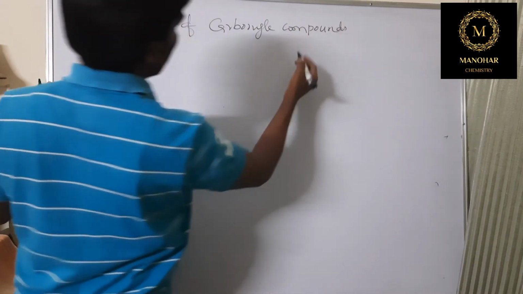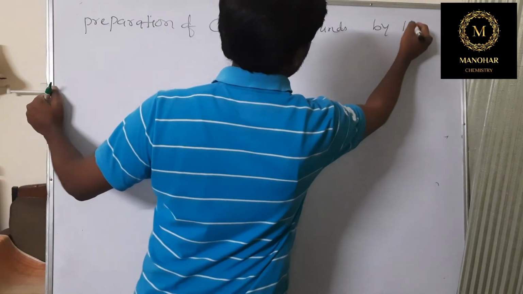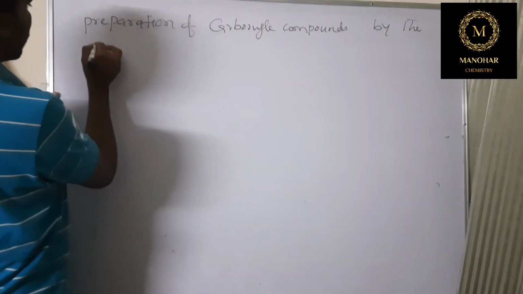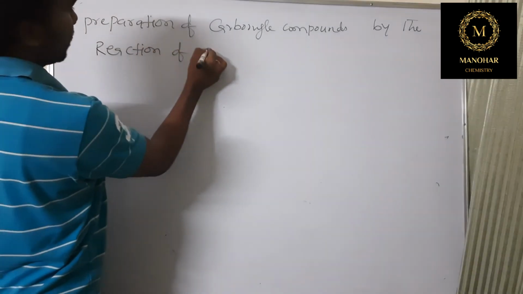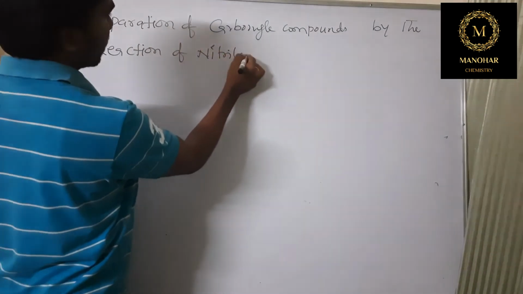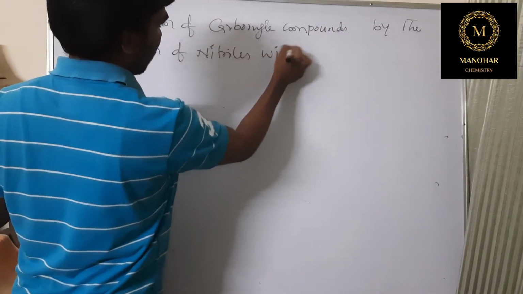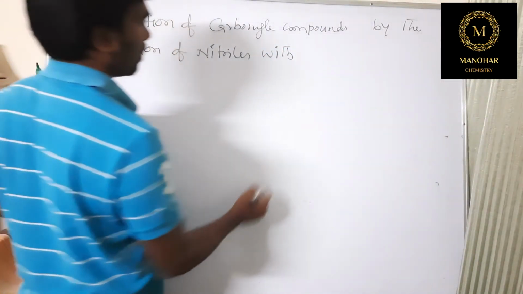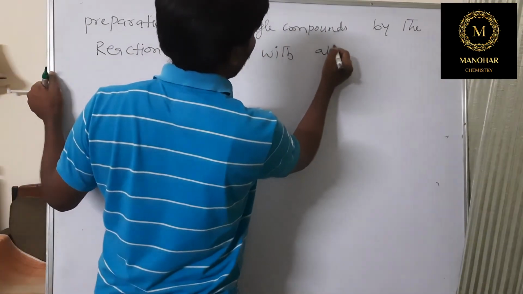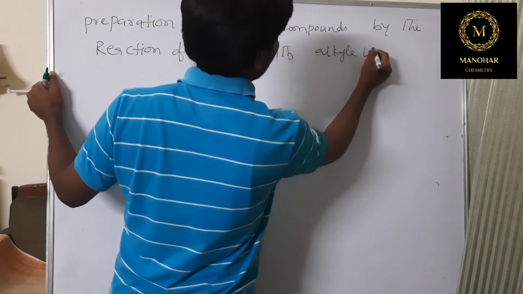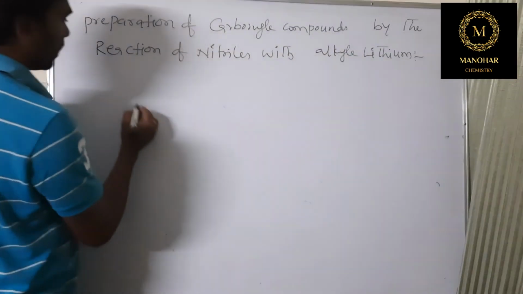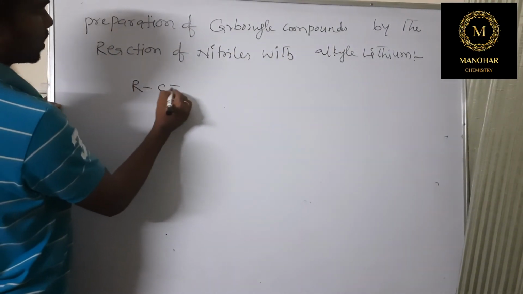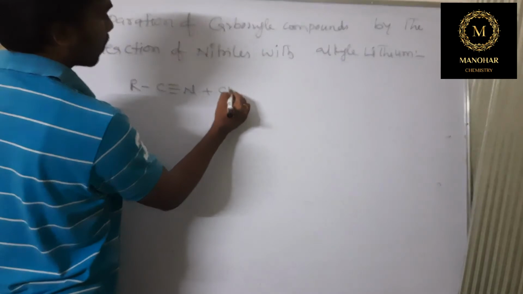Preparation of carbonyl compounds by the reaction of nitriles with alkyl lithium. First, take one example; I will explain it with the mechanism. For example, I am taking RC triple bond N, and here I am taking RLi, an alkyl lithium.